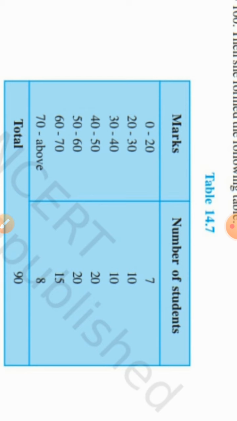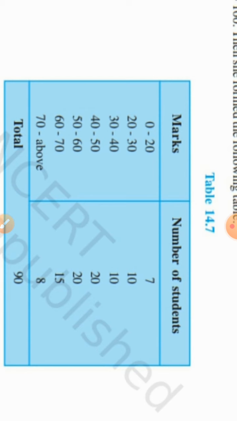Okay, so here, less than 20 marks. How many students got that? 7 students. The answer will be 7 upon 90. In the second question, they ask 60 or above. How many students are there? 15 plus 8, 23. So 23 students got 60 or above 60 marks. So the second one's answer will be 23 upon 90.